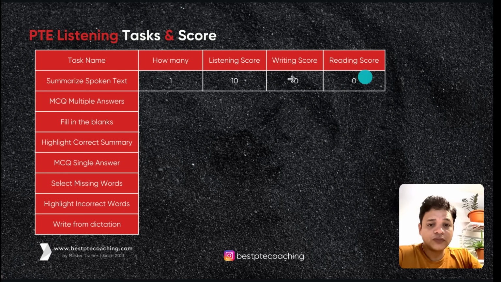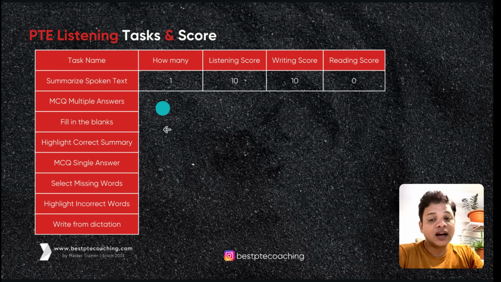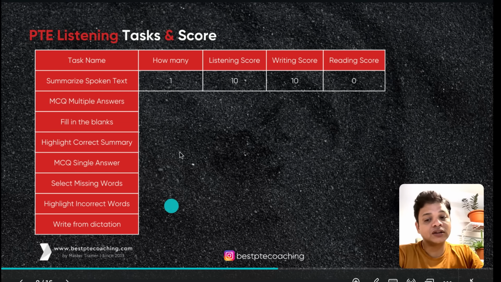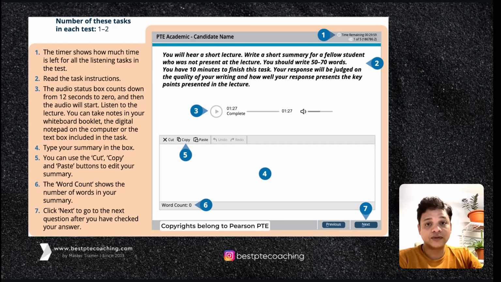So this is section 1 of the listening module. I said listening is divided into 2 sections, section 1 and section 2. In section 1, there is only summarize spoken text. Remaining all are in section 2. Section 1's time is 10 minutes. You have approximately 31 minutes in the listening module. Section 1's time is 10 minutes by default, no second thought about it.